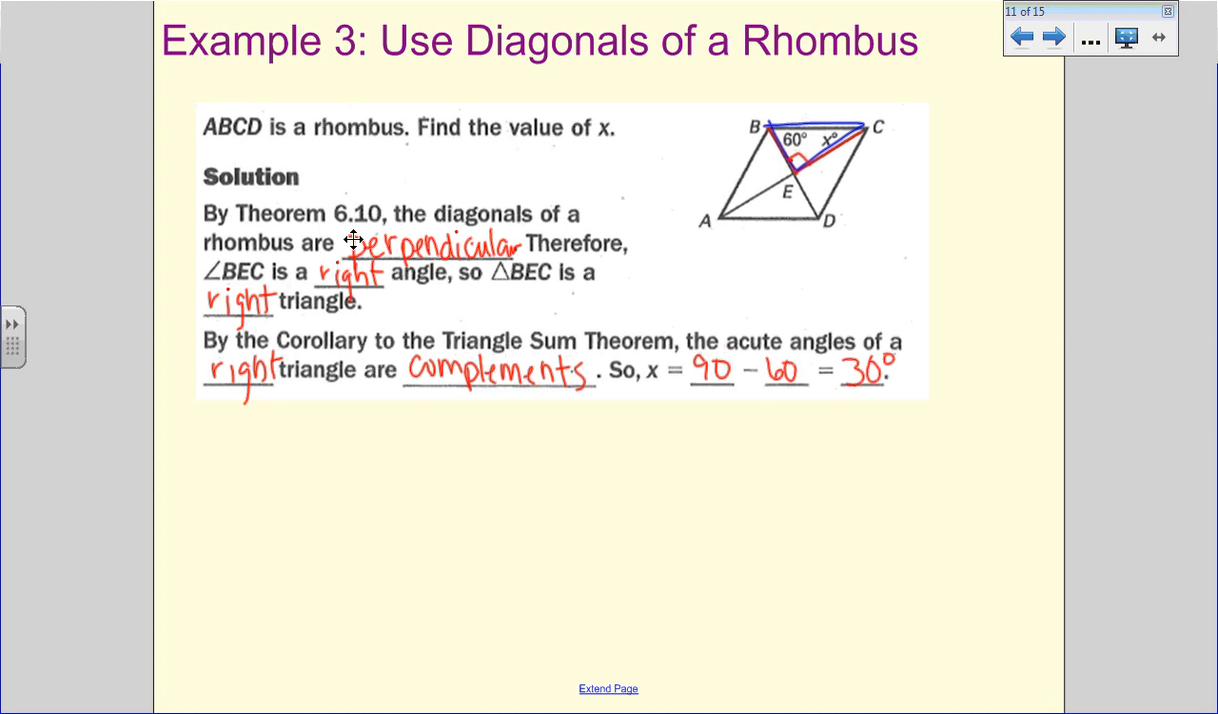If you don't remember that they're complements, you can still do what we've done earlier. Do 180 minus the 90 plus 60. Add 90 plus 60 together, do 180 minus 150, and that still gives you your 30 degrees. So we know that 60 and x have to equal 90 because that's all that's left in our triangle, or we can use 180 and subtract off the angles that we know.